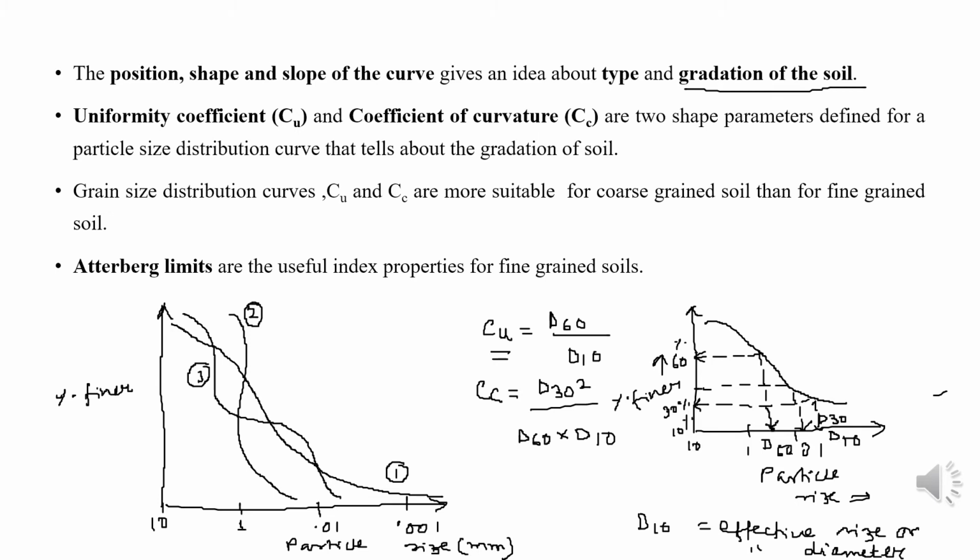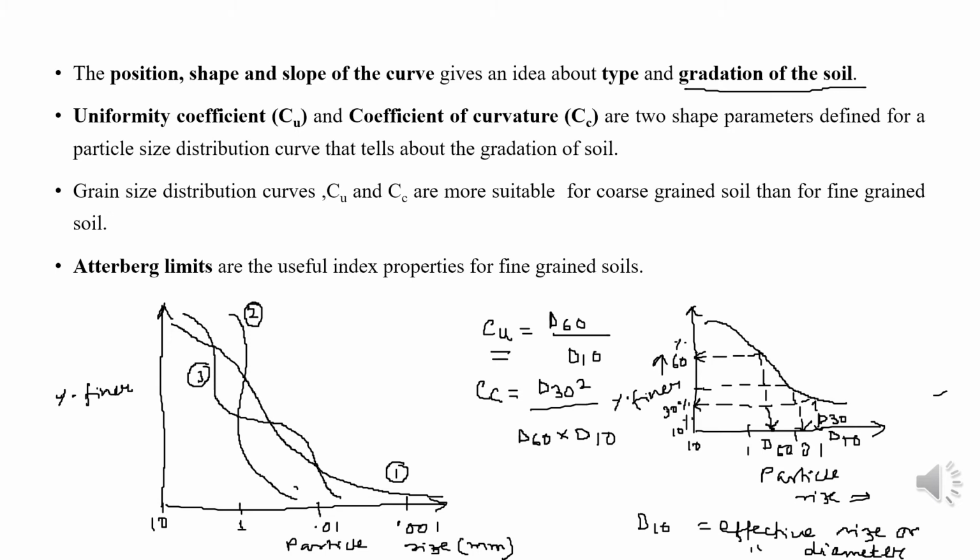Now, using these two shape parameters, going back to the graph, the three curves that we have drawn, we can again define three kinds of soil as marked by 1, 2, 3. So what are the three types?